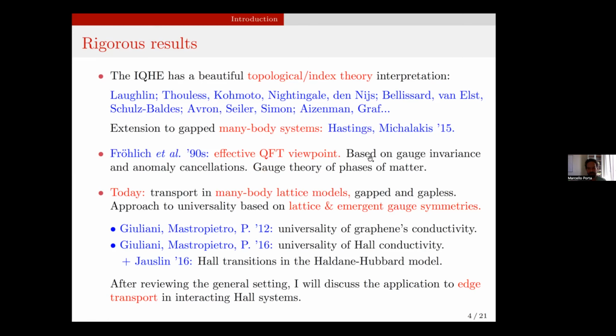So this was based, in fact, on fundamental principles of gauge invariance and anomaly cancellations, and I will say something about it later. And that has been, in fact, also a big inspiration for what we did afterwards.